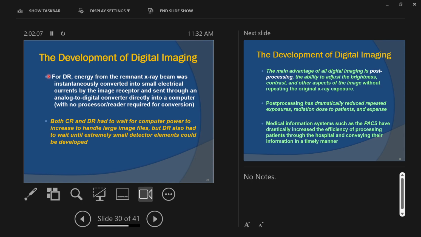Gonadotropin. Everybody knows what gonadotropin is? That's from the ultrasound class.